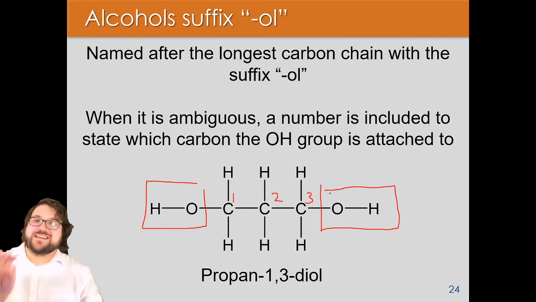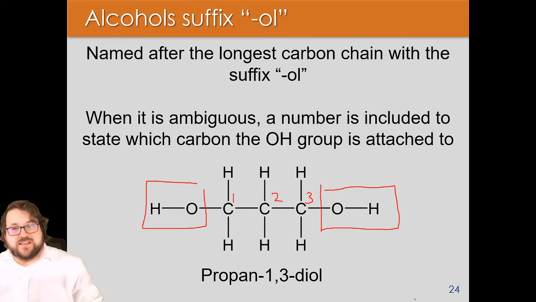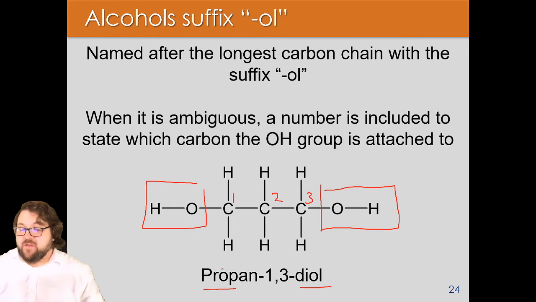And I could also say a diene or a diamine. So I can use the terminology di, tri, tetra, and so on in all naming schemes as well. So this is a prop because it's a 3-carbon chain. It's a diol because there are 2 OHs, and those OHs are on the positions 1 and 3. Thus it is propan-1,3-diol, or propane-1,3-diol if you prefer to make it sound nicer.